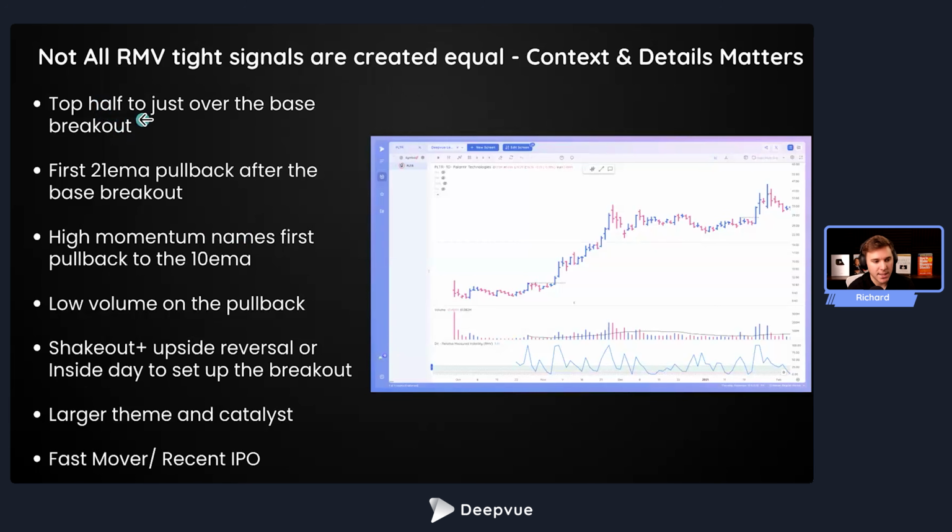So again, the top half are just over the base breakout. That's when you want to be looking for tight areas. The first 21 EMA pullback, the high momentum first pullback to the 10 EMA, low volume on the pullback, shakeout upside reversals, larger themes and catalysts. All these add up to make a tight area much more significant and much more potentially actionable as an entry point in a strong stock.